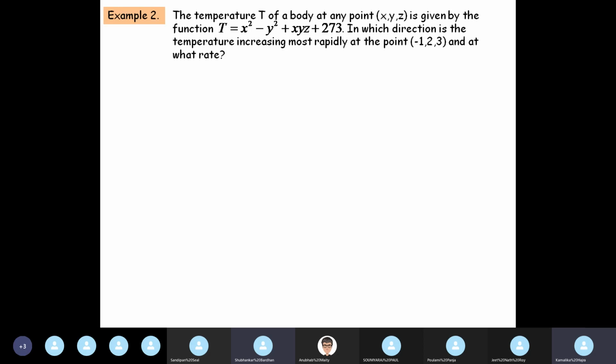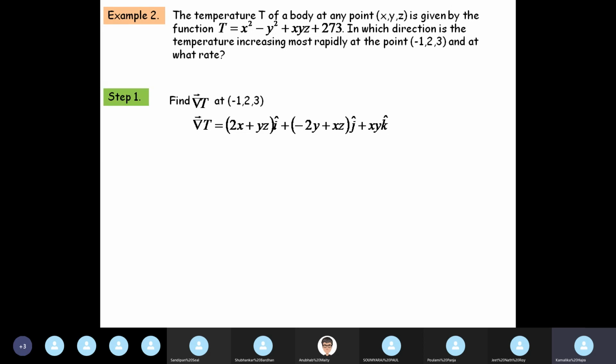So what will give me the direction of fastest increase? Grad T. So step 1, find grad T at minus 1, 2, 3. Use the formula. Grad T is equal to (2x plus yz) i cap minus (2y plus xz) j cap plus xy k cap. 273 is of course a constant, so it doesn't play any part. So at minus 1, 2, 3, this becomes 4i cap minus 7j cap minus 2k cap.